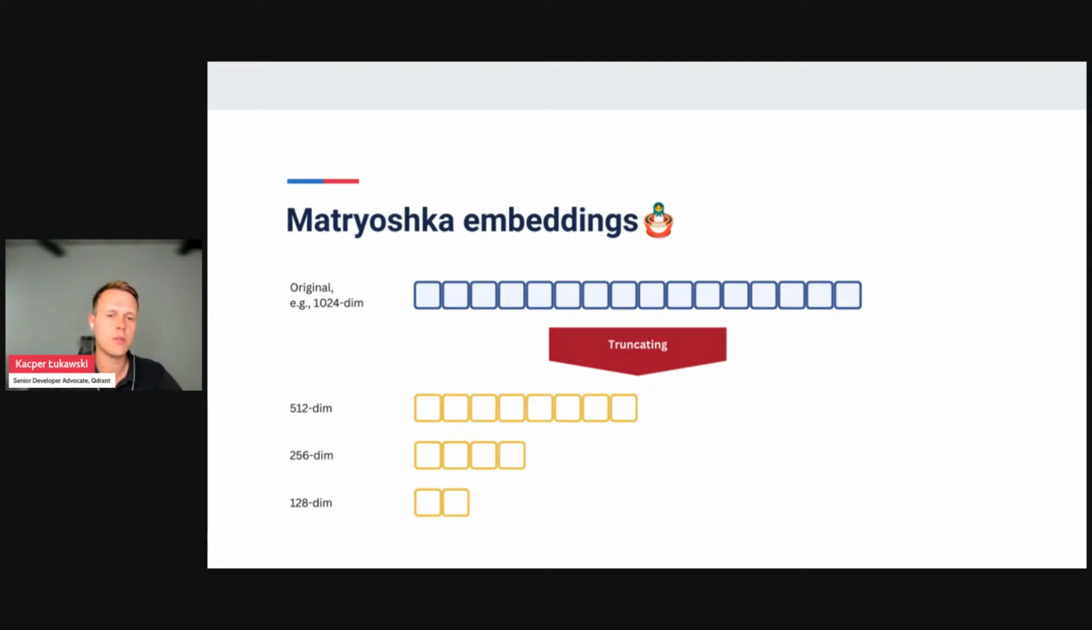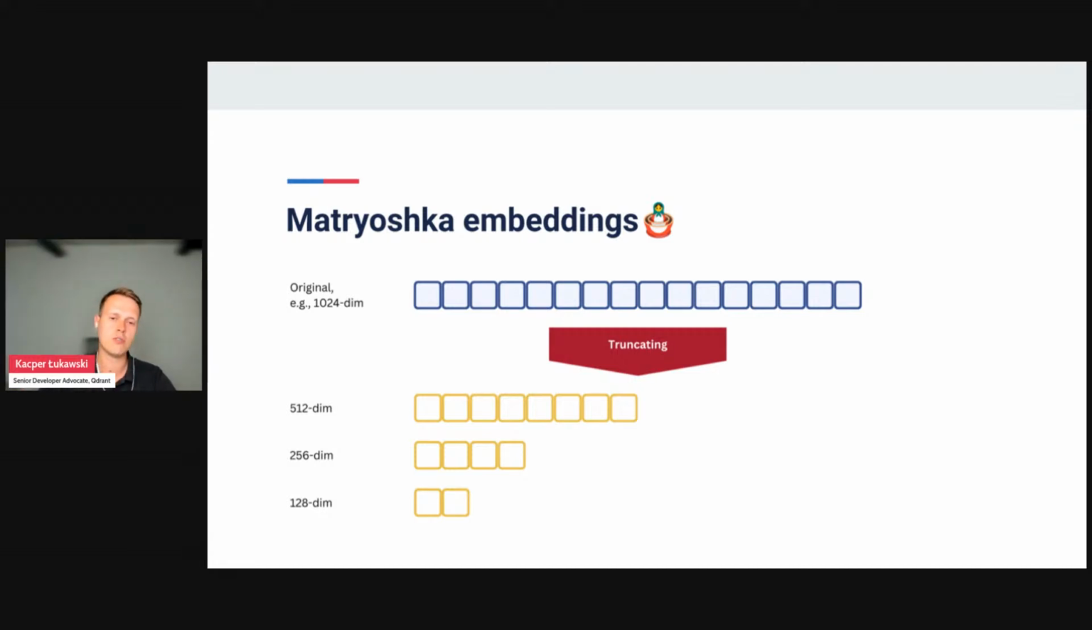The first thing that you could possibly do is to use Matryoshka embeddings. This is still a new topic. There are some models supporting this kind of embeddings. Basically, the idea is simple. We have the original embeddings, which are pretty high dimensional. Let's say we have over 1,000 dimensions.